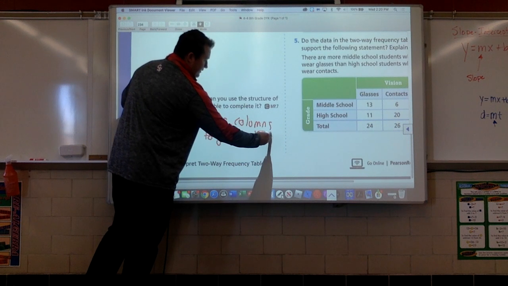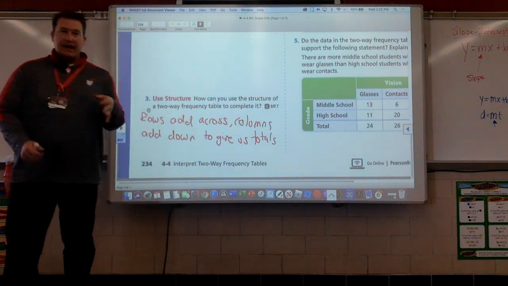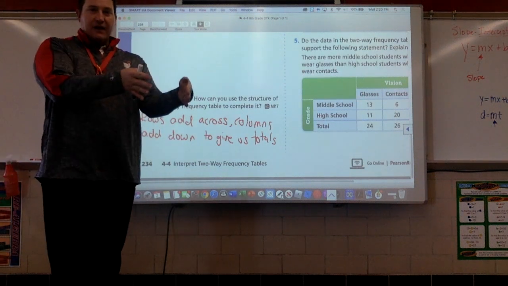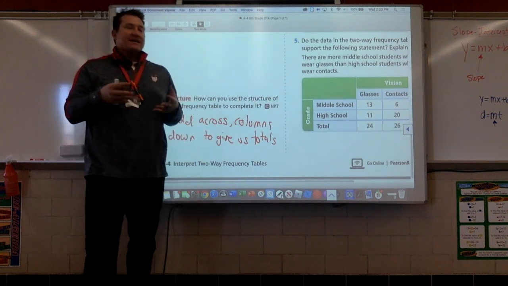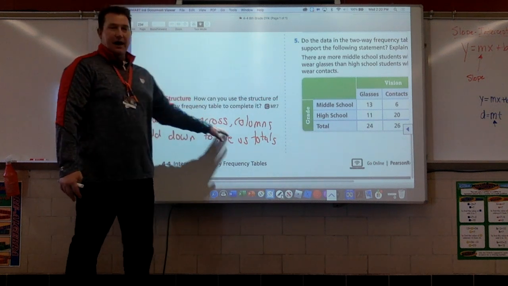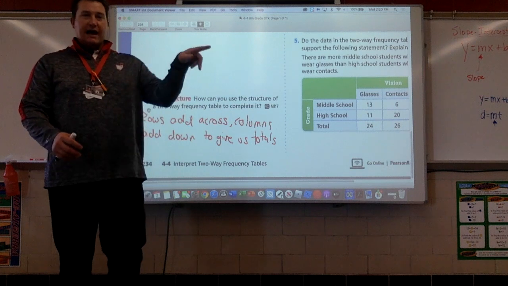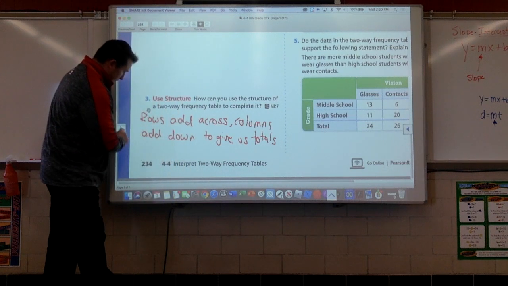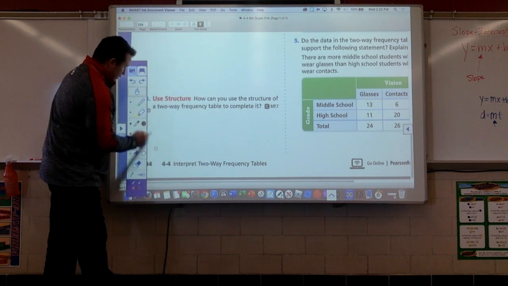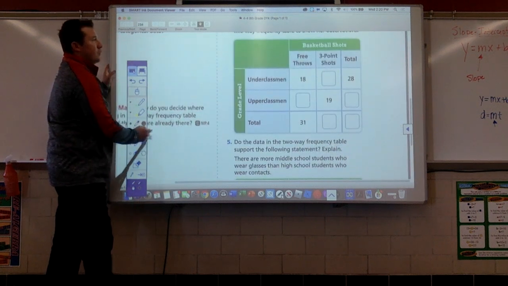So it's addition, guys. We can add down the columns or we can add across the rows. And that's how the structure of these things are made up. We're just adding across or we're adding down.